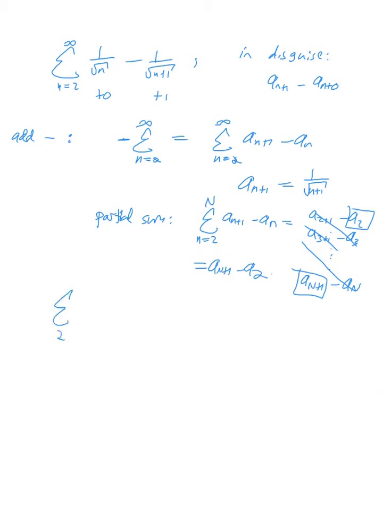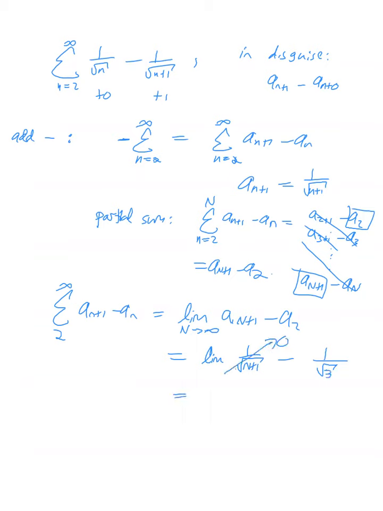So the sum from 2 to infinity of my series is just the limit of the partial sums. So it's just a_{n+1} minus a_2. If I just plug it in, I should get the limit of 1 over square root of n plus 1 minus 1 over square root of 3. So this should go to 0, and I should just get minus 1 over square root of 3.